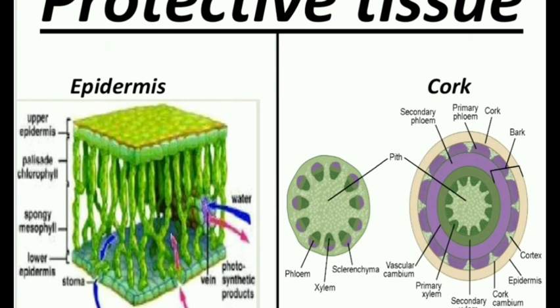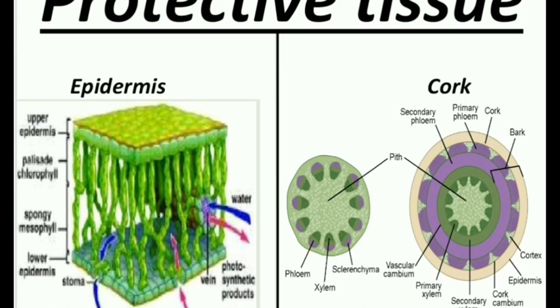Protective tissue are of two types, epidermis and cork. Epidermis forms a covering over the surface of leaves and living cells of roots and stems. Epidermis of leaves secretes a waxy and waterproof layer called cuticle that helps the plant to retain water and prevent it from drying out.